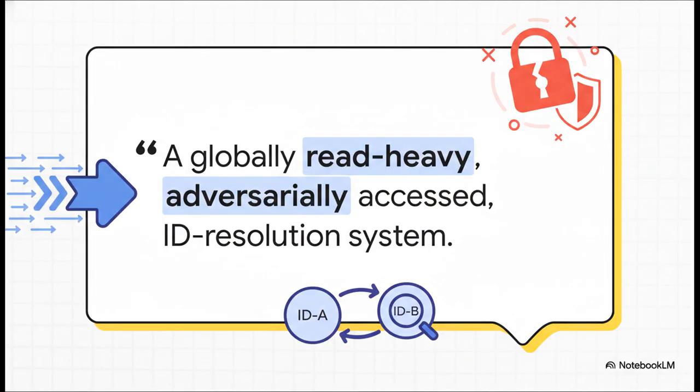Let's break this down, because every word here matters. Globally read-heavy, that just means you're going to have way more clicks on links than you have people creating them. Adversarially accessed, this is the big one. It means you have to assume that people will try to break your system. They will try to scrape it. They will abuse it. And ID resolution. That means at its core, its only job is to map one ID to another. That's it. Understanding this definition changes absolutely everything.